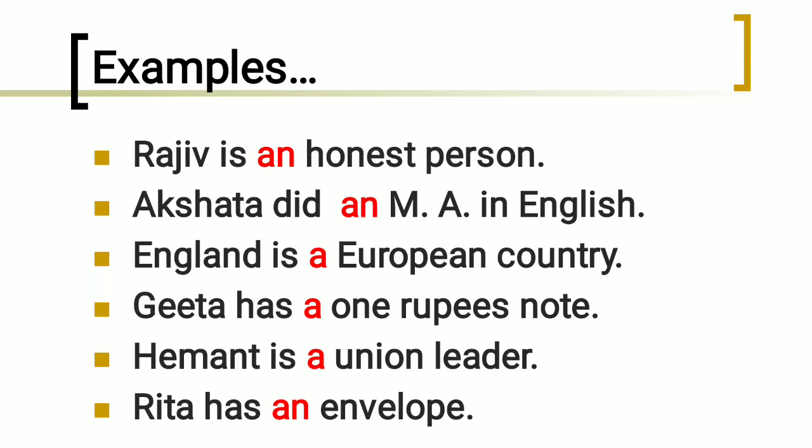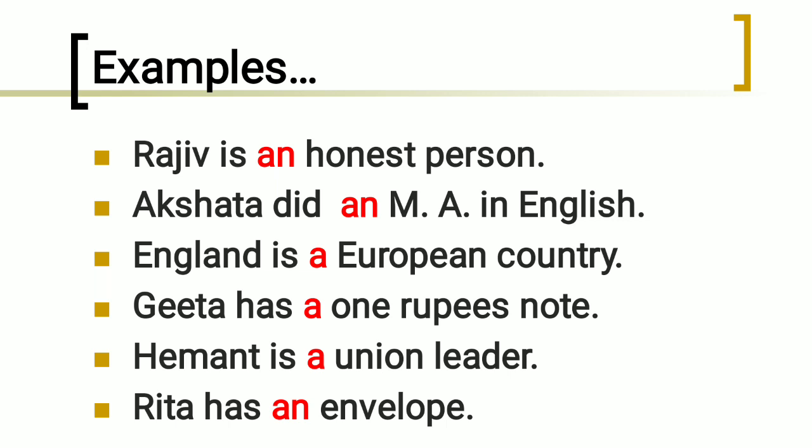Geeta has a 1 rupees note. The same is applicable here. The next word starts with O, right? But the pronunciation of the word is one. W sound is there. W sound is a consonant sound. This is not a vowel sound. The next example is Hemant is a union leader. Here also a consonant sound is there, though the word starts with U.